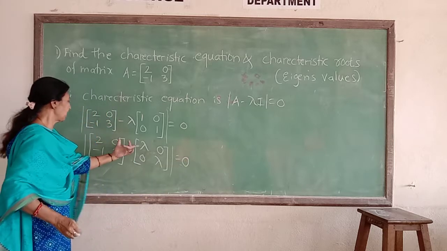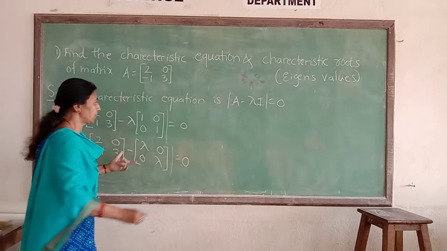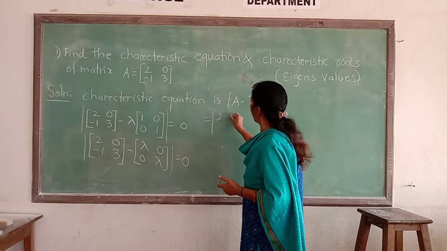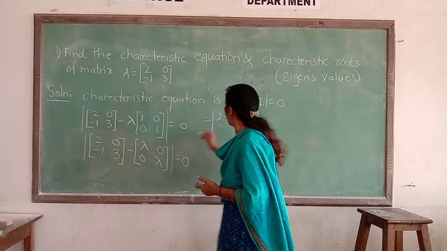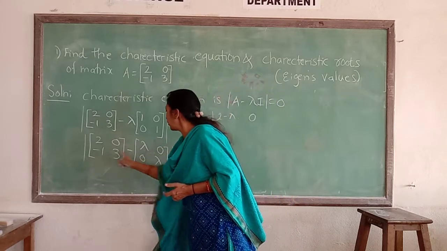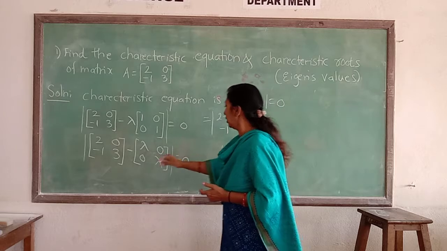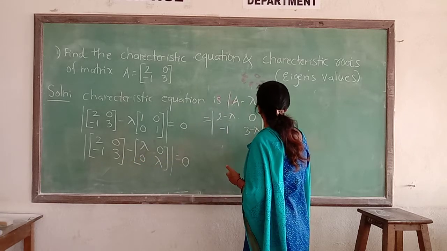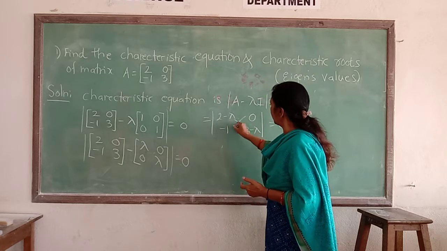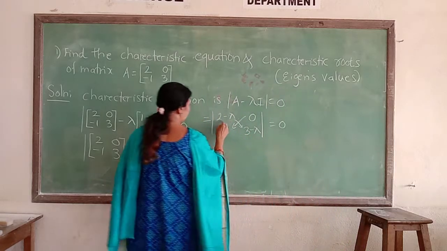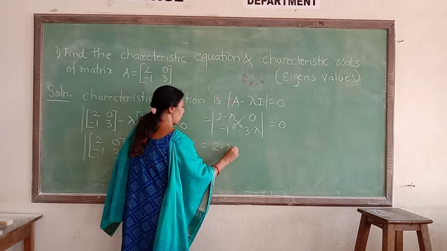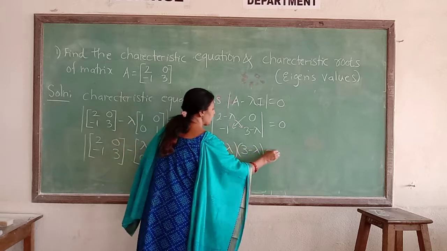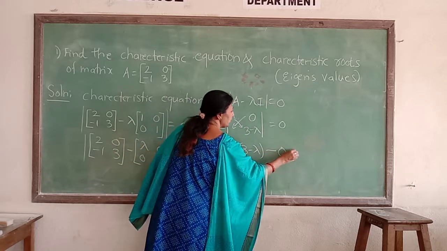Next, we subtract these two matrices. That is equal to 2 minus lambda, 0 minus 0 is 0 itself, minus 1 minus 0 is minus 1, 3 minus lambda, equal to 0. Cross multiply, what will you get? 2 minus lambda into 3 minus lambda, minus minus 1 into 0 is 0, and this is equal to 0.